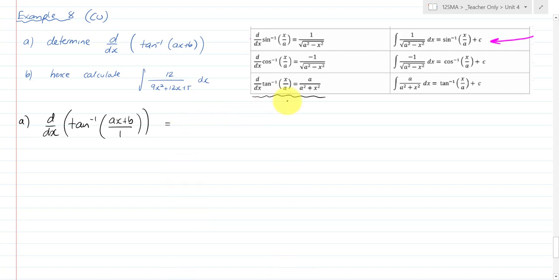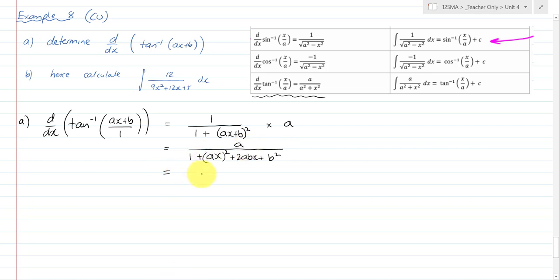And so I will get from this, my a is 1, I'll get from this 1 over a squared, which is just 1, plus ax plus b squared, but I will have to multiply by the derivative of the inside function, which in this case is just a, and so that will give me a over 1 plus, now I'm going to expand this out, ax squared plus 2abx plus b squared. So I might just change my numerator, say over like that.